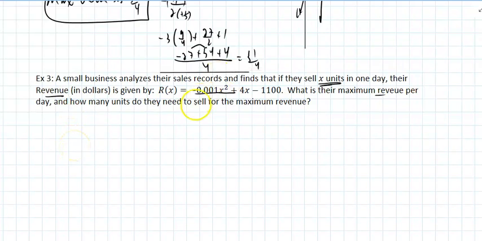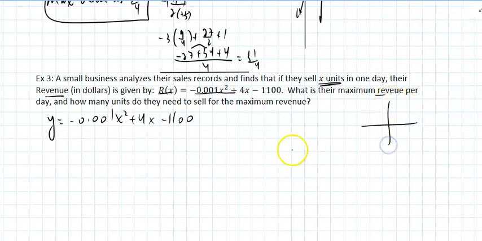Well, you're looking at this. There's the R revenue function. I see an upside down parabola. I see y equal negative 0.001 x squared plus 4x minus 1100. That's a parabola, an upside down parabola. It has a maximum. They didn't ask for a graph, but I know it's upside down and it's going to cross at negative 1100. Right?